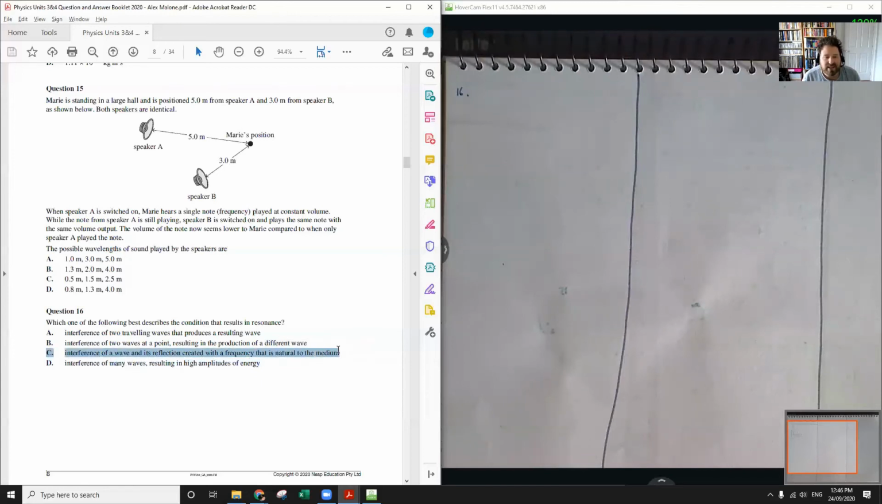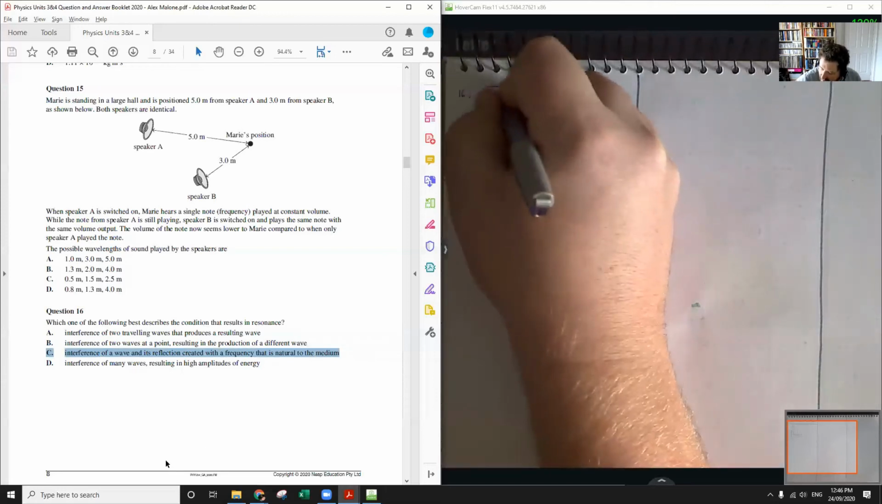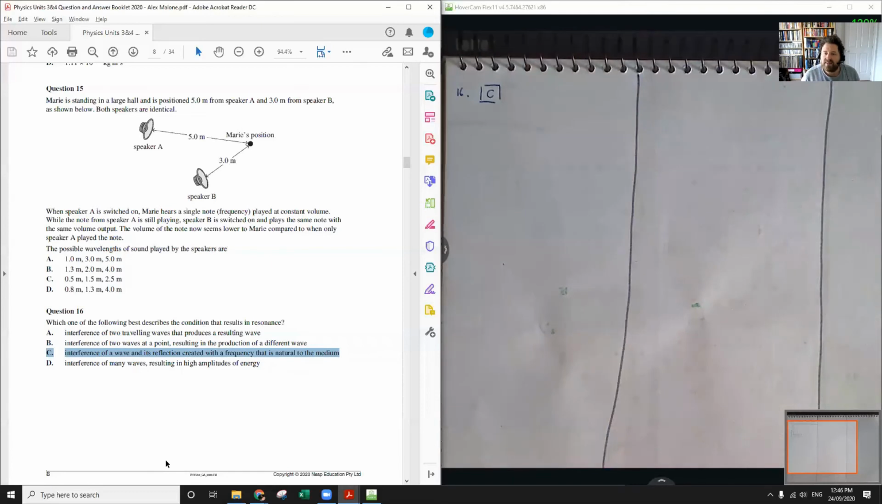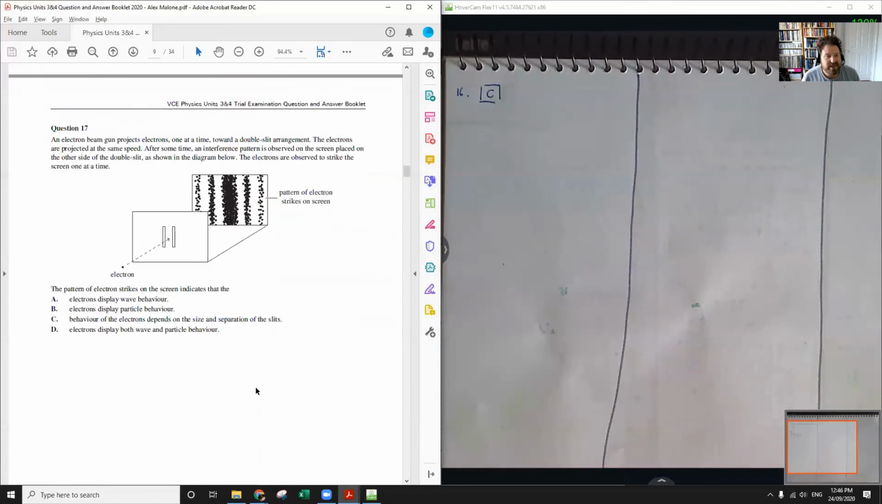So C looks like the best answer here. Okay, so resonance is all about when an object has a natural frequency that it wants to vibrate at, and you hit it with that frequency. So that's the only one that really gets at that. It's not the best definition of resonance I've ever seen, but it's getting towards it.